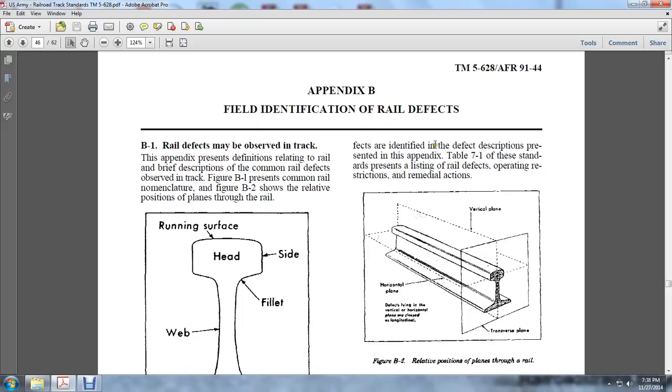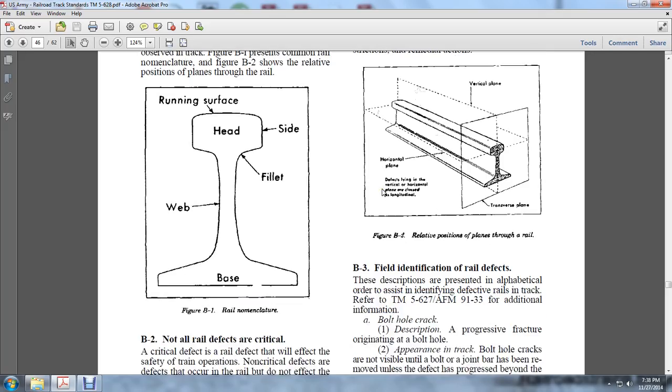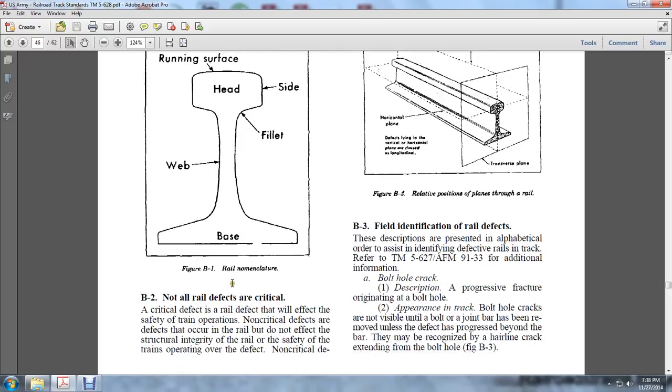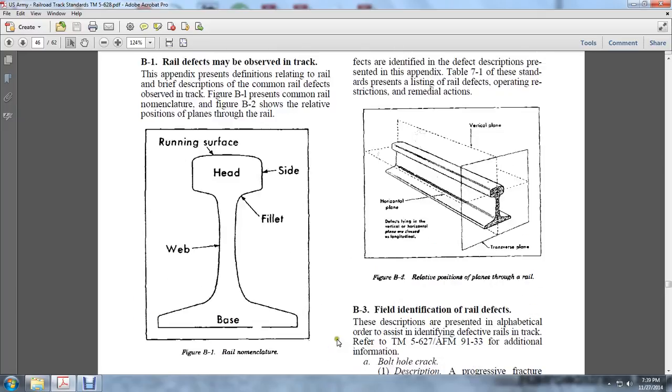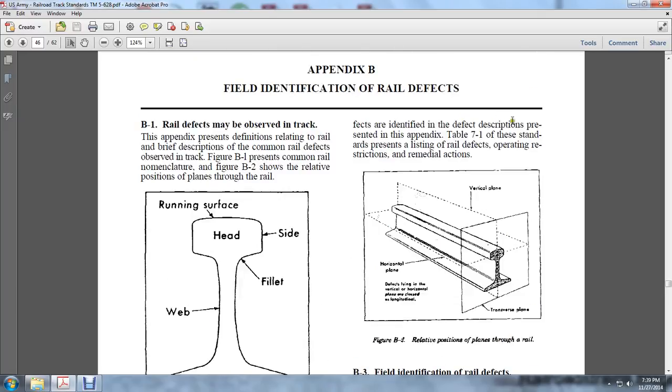With the defects identified in the defect description presented in the appendix, Table 7.1 of the standard presents the listing of the rail defects, operating restrictions, and remedial actions. Not all rail defects are critical. A critical defect is a rail defect that affects the safety of trains. Non-critical defects occur in the rail and do not affect the structural integrity or the safety of the trains operating over the defect. The non-critical defects are identified in the defect description presented in the appendix, Table 7.1 of the standard.